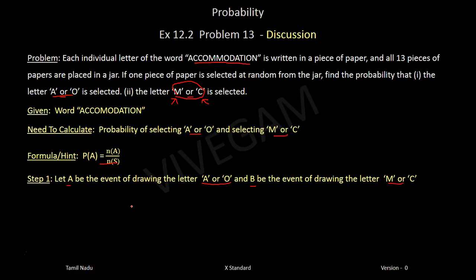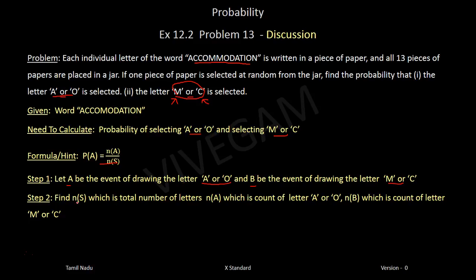Okay. Now list the sample space. Sample space is A, C, C, A, C, C, O, M, etc. Okay. What will be the N of S? The number of entities in the sample space, the total outcomes. We know there are 13 letters, right? That's what they say. 13 pieces of paper are placed in a jar. You can count also 1, 2, 3, 4, 5, 6, 7, 8, 9, 10, 11, 12, 13. So N of S is 13, the total number of letters. And what will be N of A? So N of A, how many A's and O's are there together? So you list out all the outcomes in A and then count them.